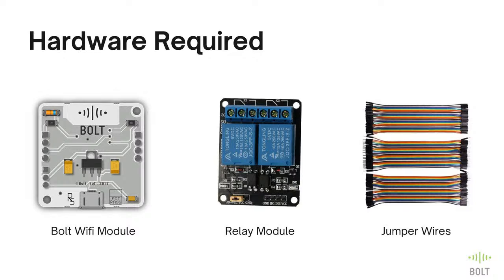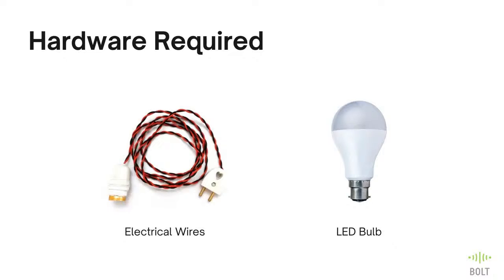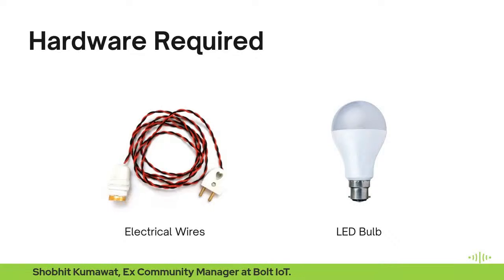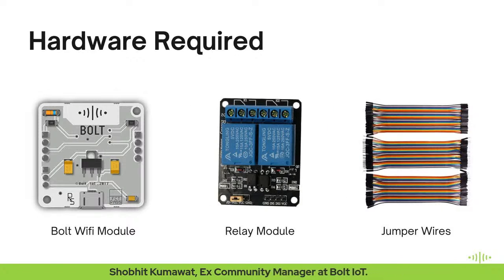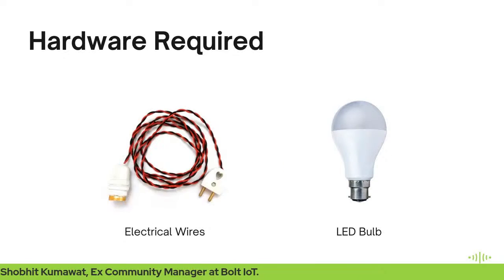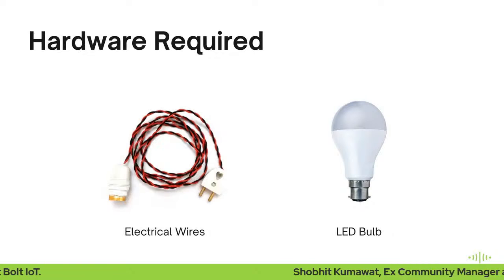Coming to a few more hardware items that we will be requiring. As this is a home automation session, we will be controlling a real-life LED bulb, which I can show you on the camera. We also need a few electric wires that we usually use at home. This is nothing but a holder with electric wire. So the hardware components are the Bolt Wi-Fi module, relay module, few jumper wires, electrical wires, and LED bulb. If you have these components and want to do it along with me, you can bring them down.